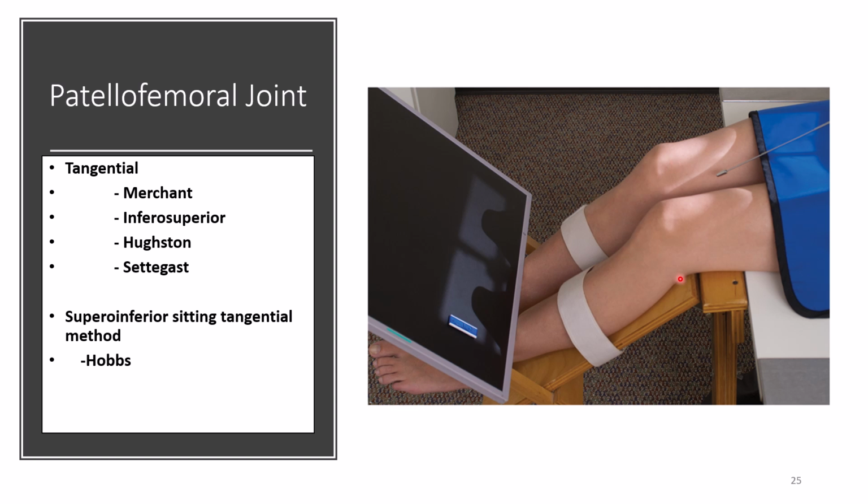And with that, you would need the Merchant board, which I'll show you in just a second. That's this right here. There's a Merchant view. There is an infrasuperior that would give you the sunrise. There's a Houston method and a Settegast method. There's also a supero-inferior sitting tangential method and the Hobbs method. Okay, so we will flip through these, and starting on page 259 is the bilateral Merchant method.